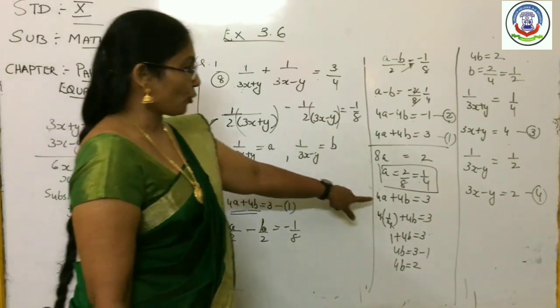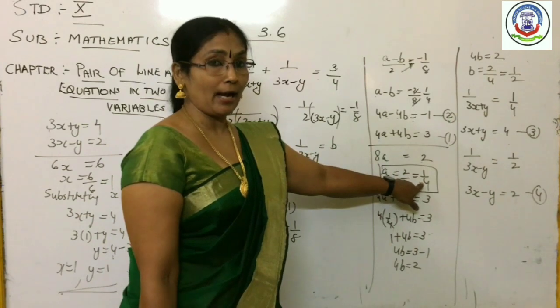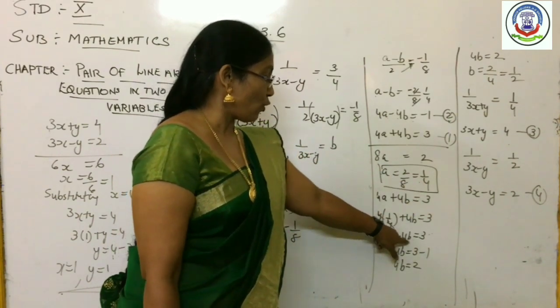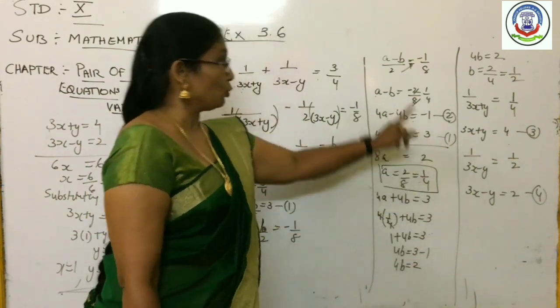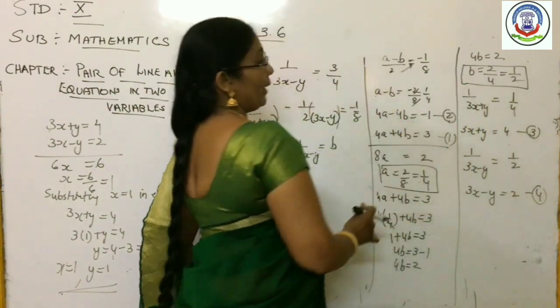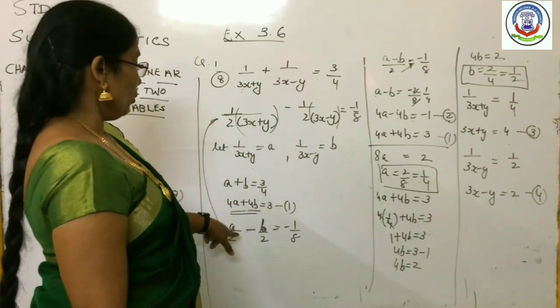What was that equation? 4a plus 4b equal to 3. Instead of a, I have substituted the value of a as 1 by 4. So the 4s are cancelled, it will come 1. 1 plus 4b equal to 3. 4b equal to 3 minus 1. 4b equal to 2. That means b is equal to 1 by 2. Now a is equal to 1 by 4 and b is equal to 1 by 2.